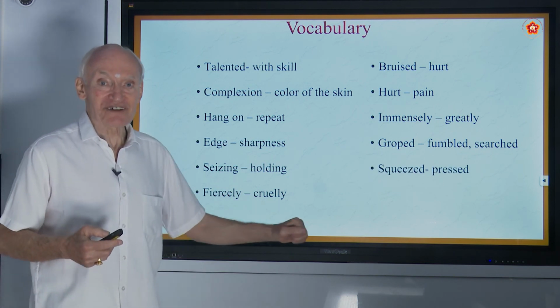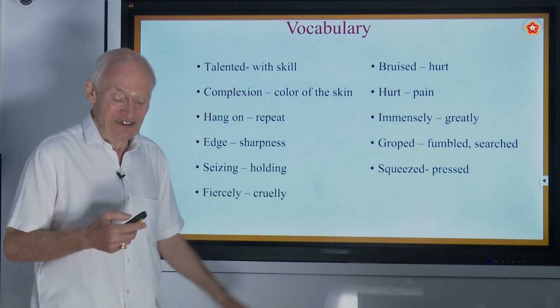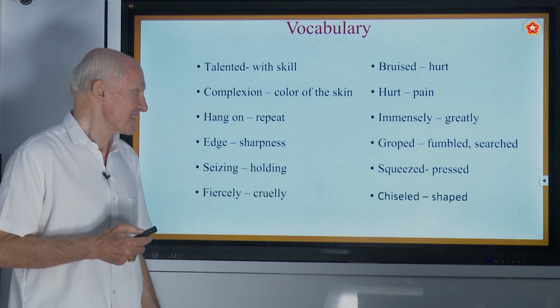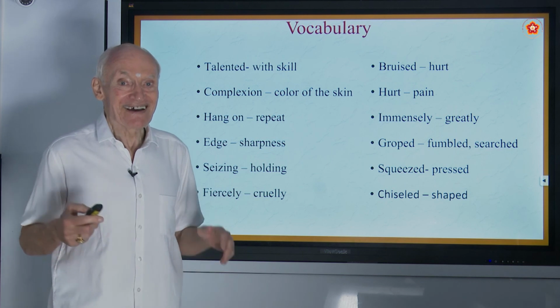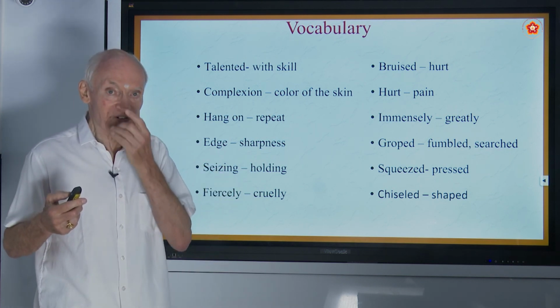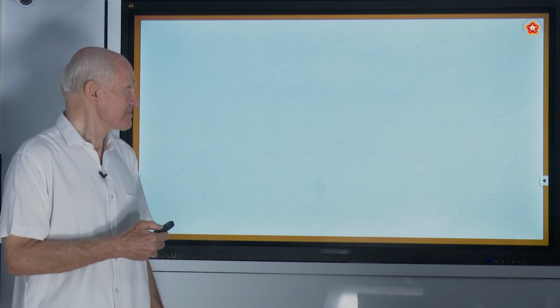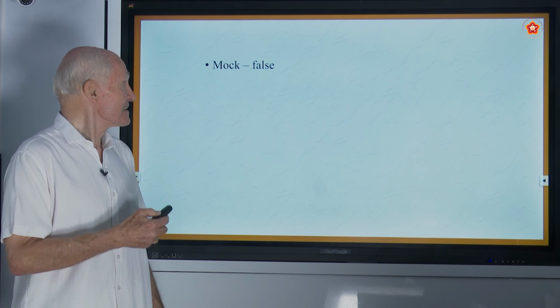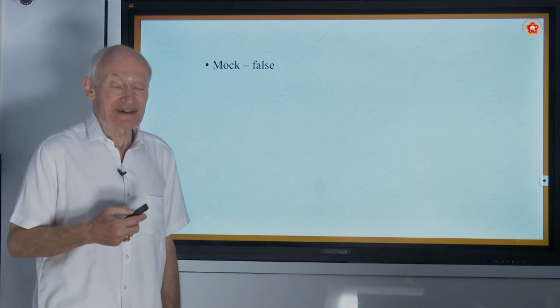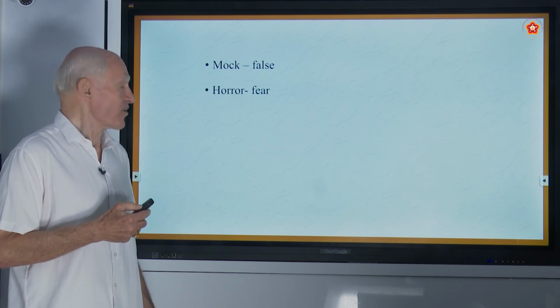Squeezed. She took the hand of her sister and squeezed it with a reassuring touch. Chiseled. Okay? Ardna had nice sharp features. Chin, nose, okay? Everything looked really sharp, looked beautiful. Mock. She rolled her eyes up in mock horror. She wasn't really afraid. Horror is fear.